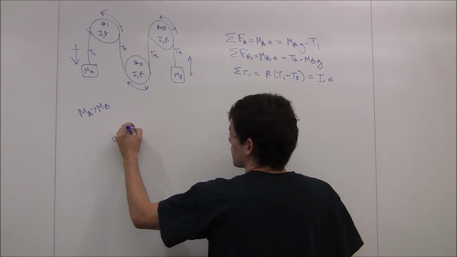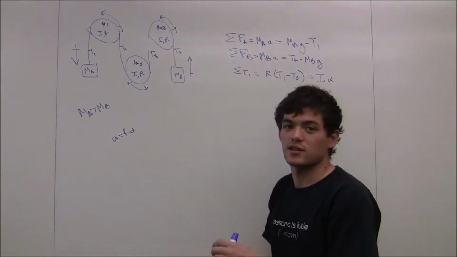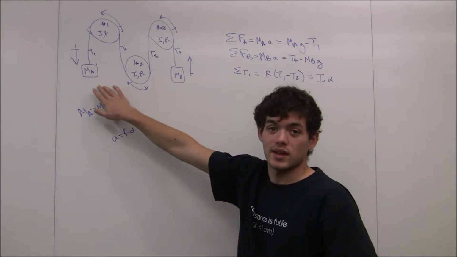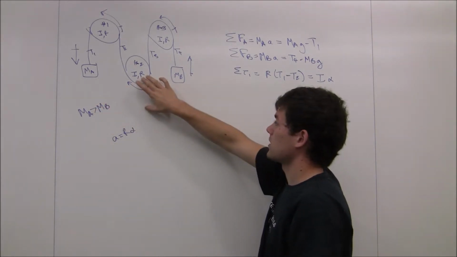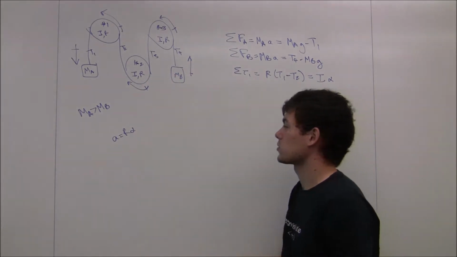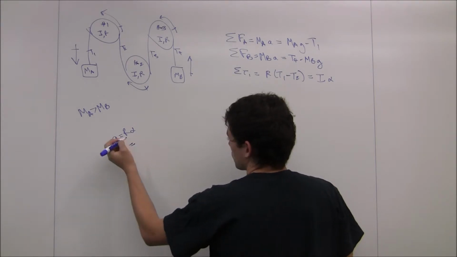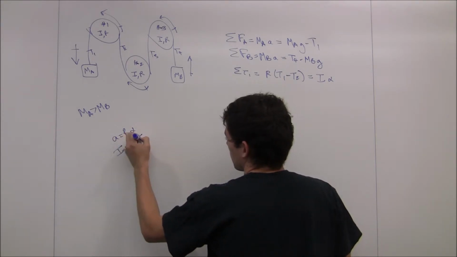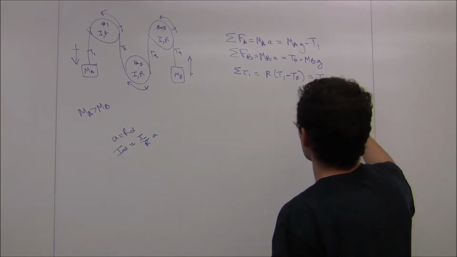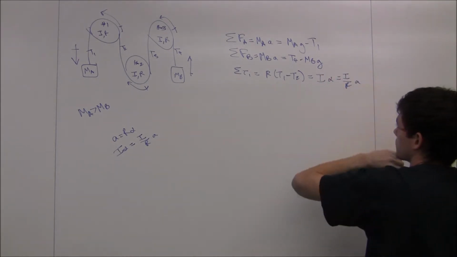Now remember that acceleration is equal to r times alpha. That's the relationship that this rope is causing. Since the rope is not stretching, the acceleration of each of these blocks is going to be the same, and the angular acceleration of these pulleys is going to be related to it according to this formula. So this tells us that I alpha is equal to I over r times acceleration.